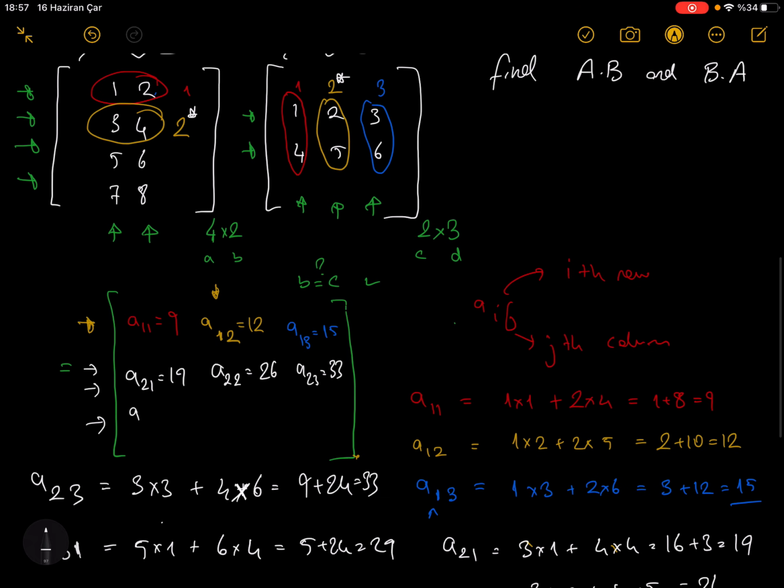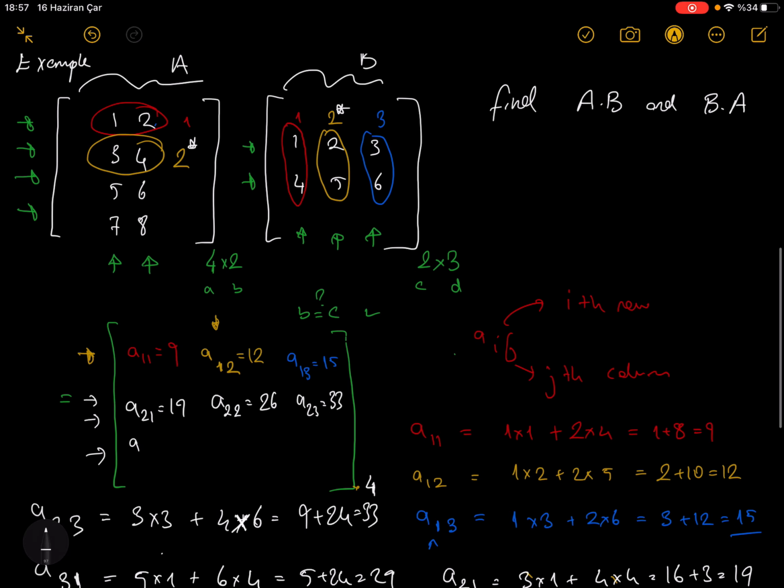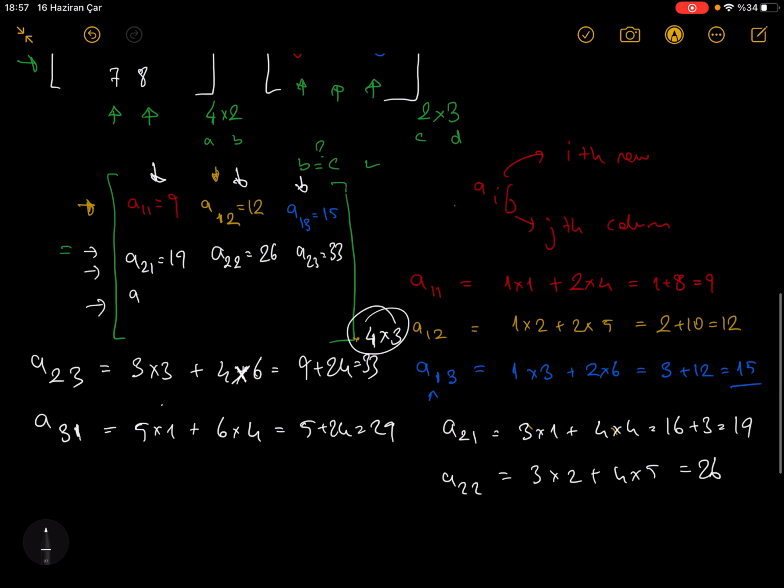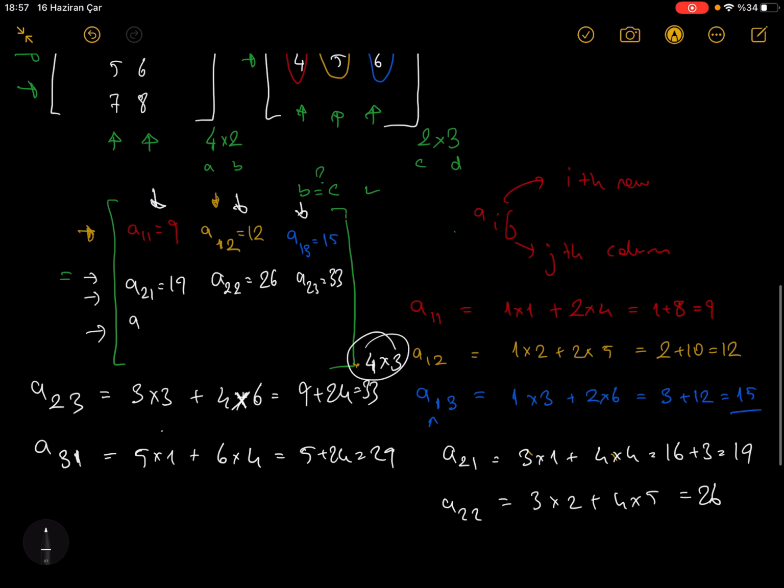So the dimension should be 4, and I am also applying the same procedure with every column. So there should be 3 columns, which is also discovered with us. And this is the 3. So the dimension of our matrix should be 4 times 3. And I said in the previous video, if B equals C, the dimension of the resulting matrix should be AD. Okay. And here, A is 4, D is 3.